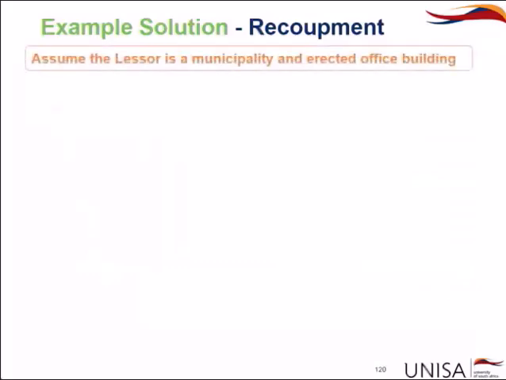Same example in terms of information, but now we need to assume that the lessor is a municipality and that the erected building is an office building, not a manufacturing building. Remember, if the lessor is a municipality, we cannot claim Section 11G in leasehold improvements because the lessor would never have included it in their taxable income because they are tax exempt. Therefore, we as the lessee are deemed to be the owner of those leasehold improvements in terms of Section 12N.